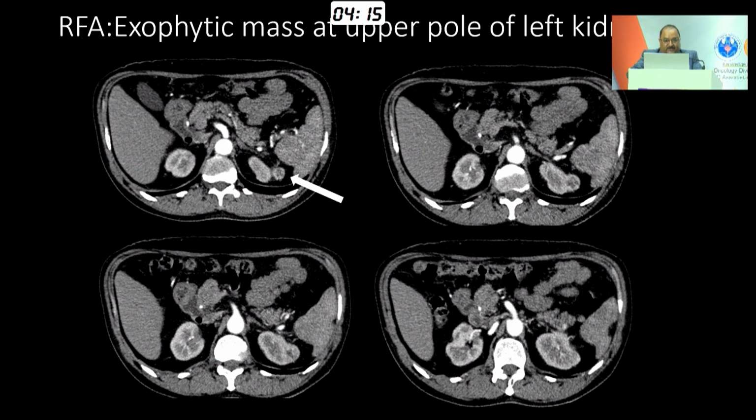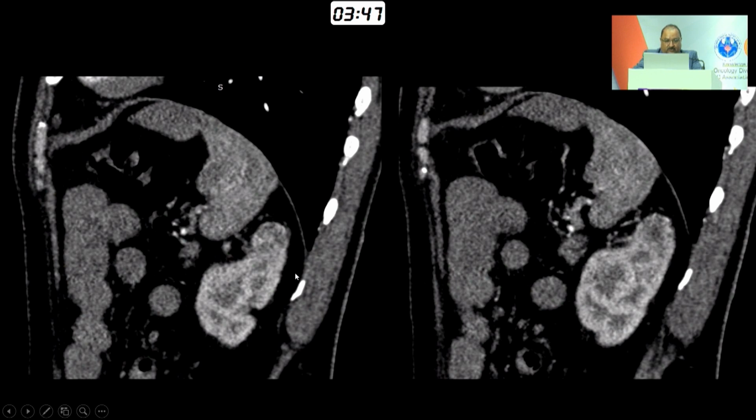A few examples: exophytic, well-defined renal tumors. We don't do a lot of biopsies. If triphasic CT is very sensitive for a tumor, we don't do a biopsy. Just before ablation we do the biopsy. Not that we do a biopsy and then decide on ablation. Just before ablation we do the biopsy to confirm. So this is an exophytic tumor and very easy to do ablation.